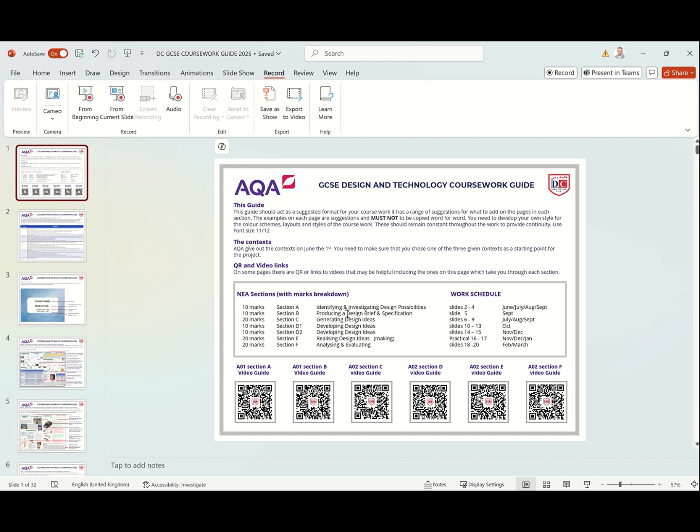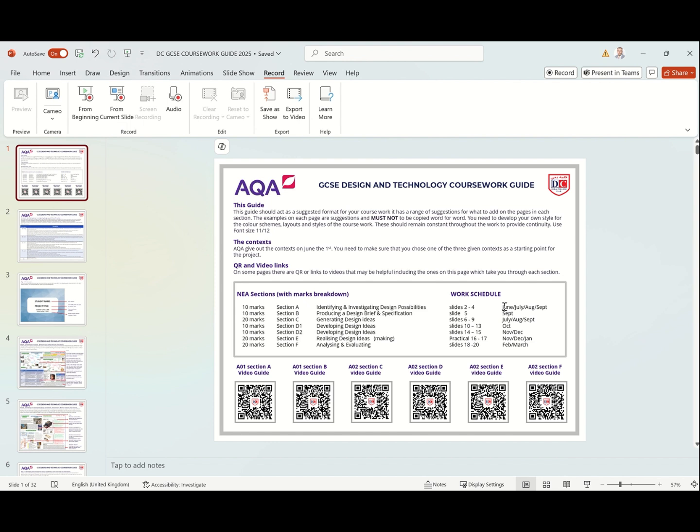So what I'm going to do today is take you through how to use this guide, and also Section A on starting, identifying and investigating the design possibilities. At the bottom here you have all your QR codes. If you want to link those, there are also some on various pages. Okay, so here we have the amount of marks that each of these sections are worth, and a basic time plan of when we're going to be aiming to get these sorts of things done.